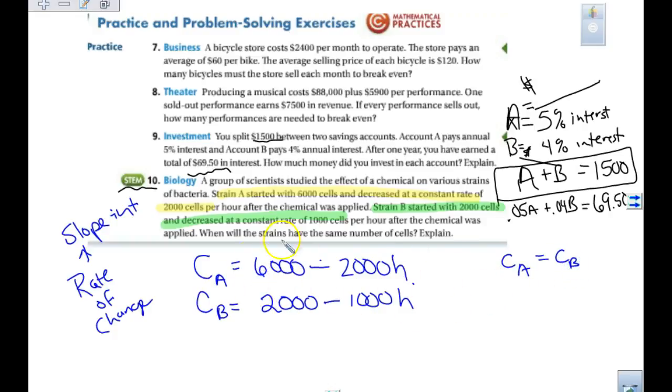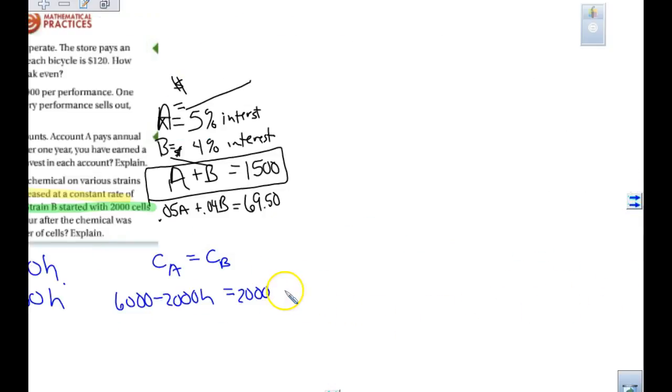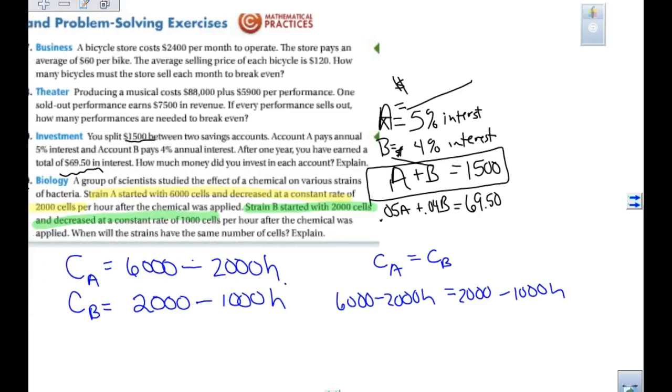You should be using substitution. The 6,000 minus 2,000H equals 2,000 minus 1,000H. Could you have used elimination? Sure, that's going to work. The problem is if you eliminate the H's, that's really what we're trying to find, how many hours, right? We just really need to know when are they the same. You're trying to find out what H equals. So you really don't need to know how many cells. It just wants to know how many hours, okay?